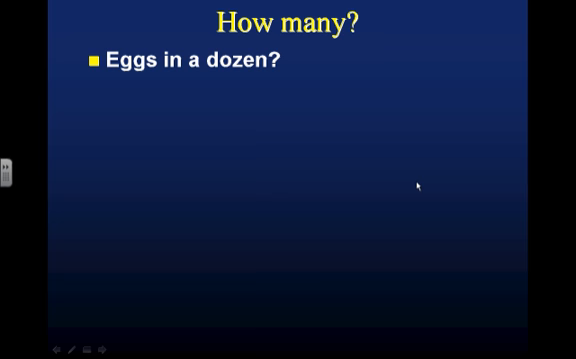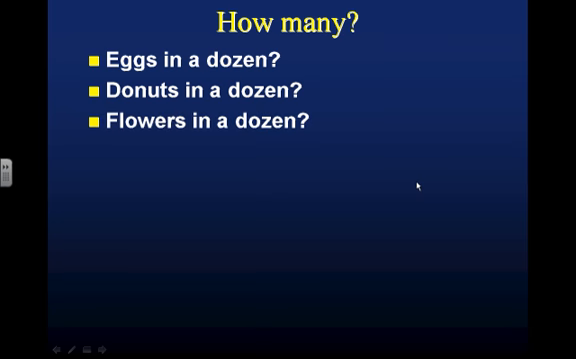How many eggs are in a dozen? 12. Only donuts in a dozen. What if it's a baker's dozen? 13. How many flowers in a dozen? 12. So a dozen is just 12. It's just a number, you know.